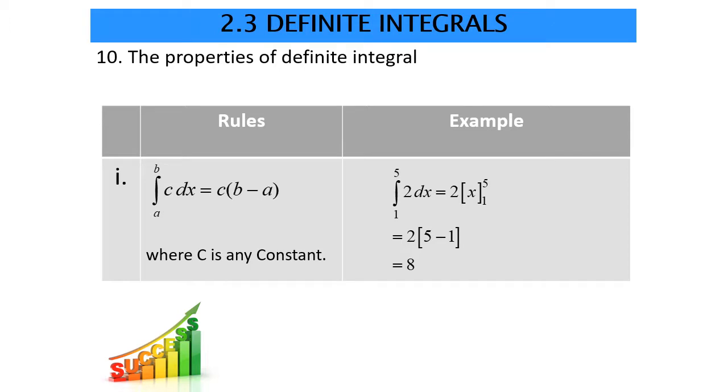So this is a simple example where we integrate 2 as a constant from 1 to 5. So 1 represents a and 5 represents b. Here 2 is the constant. We factorize it outside and then we integrate, we will get x, and then we put the limit from 1 to 5. After that we substitute the limit into the function of x inside this bracket. So it should be 5 minus 1, and then we will get 4, and then we times with 2, 2 times 4, we will get 8.